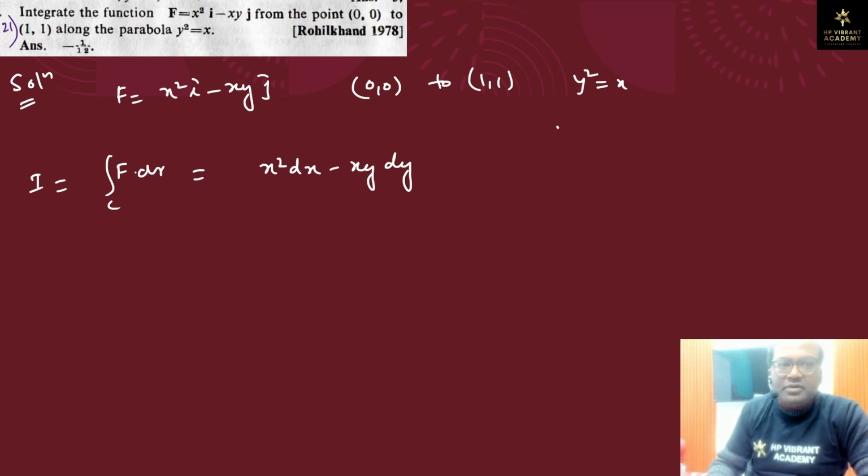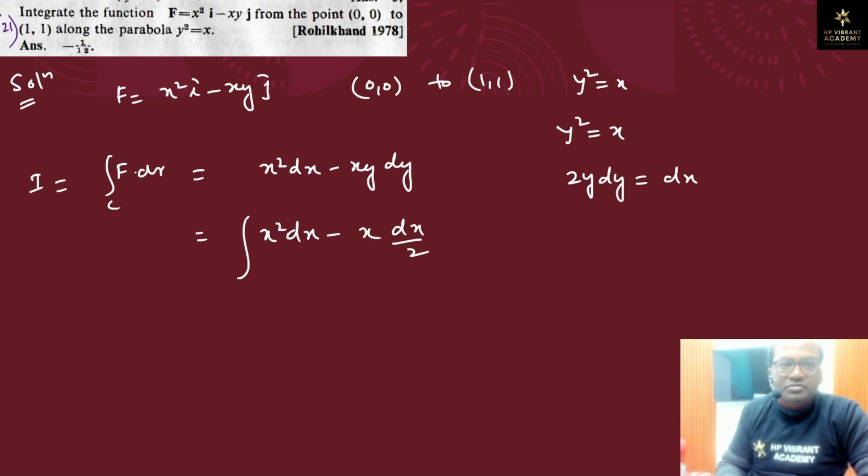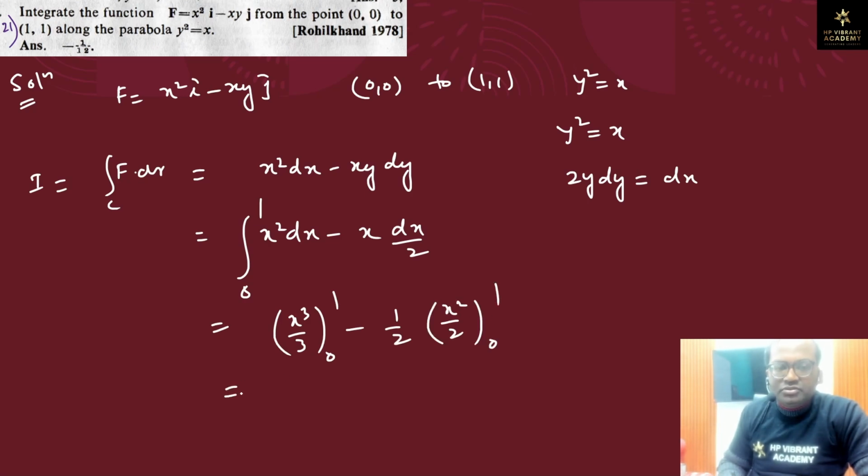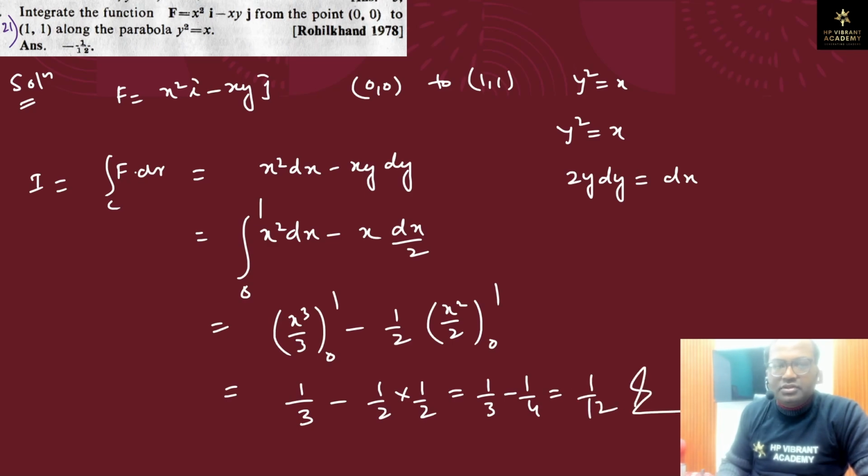Okay, so we have the parabola as y square is equal to x. So 2y dy is equal to dx. So we have x square dx minus x into y dy, which is dx upon 2. The value of this is the integral from 0 to 1, so we have x cube upon 3, limit 0 to 1, minus 1 by 2 times x square upon 2, limit 0 to 1. So this is equal to 1 by 3 minus 1 by 2 into 1 by 2, which is 1 by 3 minus 1 by 4. This is 1 upon 12, the answer.